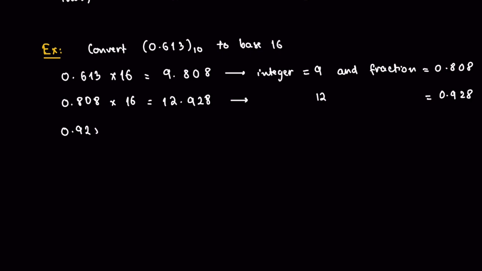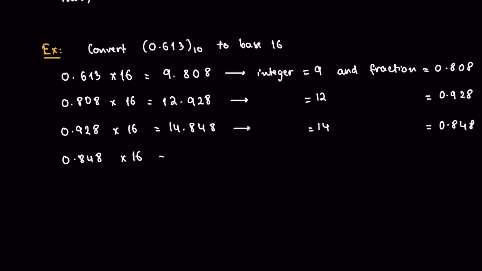Take 0.928 multiplied with 16, you get 14.848. And the integer part is 14, and the fraction part is 0.848. So 0.848 multiplied with 16, you're going to get 13.568. The integer part is 13. The fraction part is 0.568. And after four calculations, if you don't see fractions equal to 0, you can stop the calculations and get the result like that. Thus, the number 0.613 in base 10 is equivalent to.